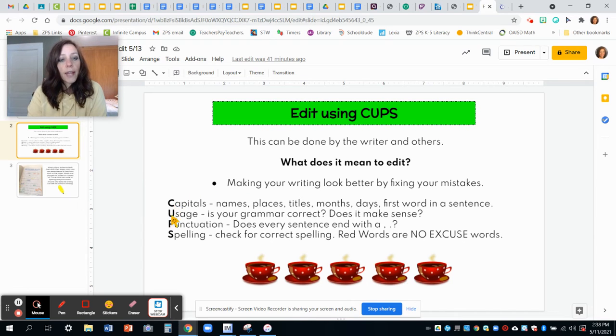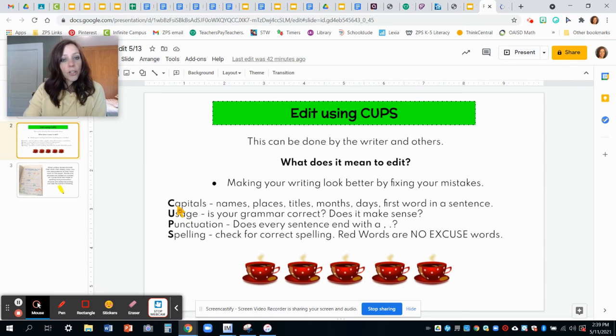So let's use that acronym CUPS to spell out, right, the words that we need to do. The C stands for capitals, right? You should always start your sentence with a capital letter. Okay, a sentence is never started with a lowercase letter. You might also have names or places or titles of things. You could have months or days of the week, right? Things that need a capital letter. So go back and check. I like to do just one thing at a time. I just read and I check just for capitals, and I can catch them a little bit better that way.